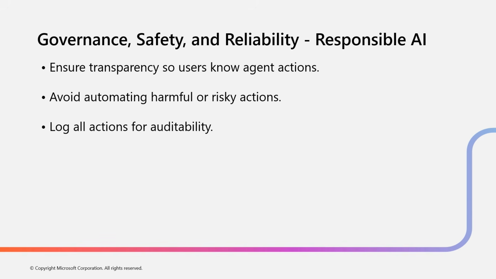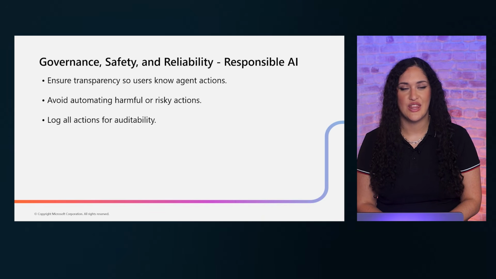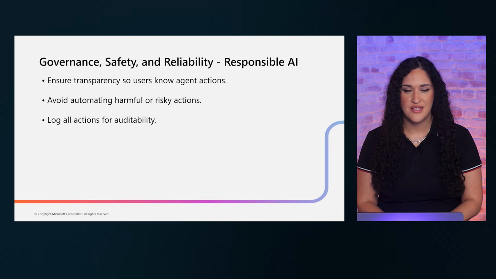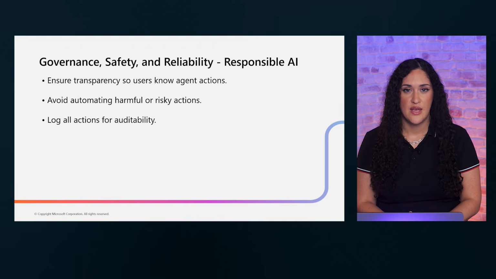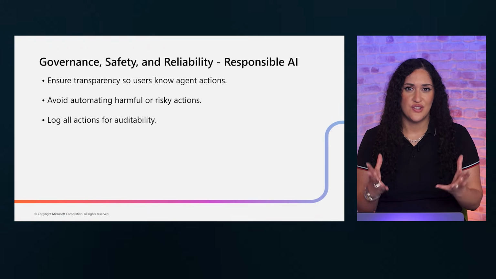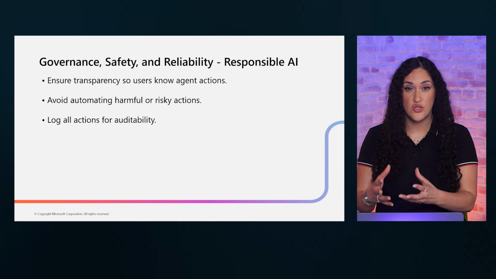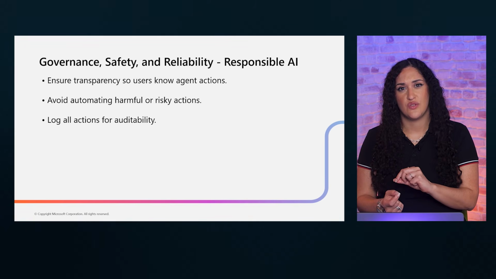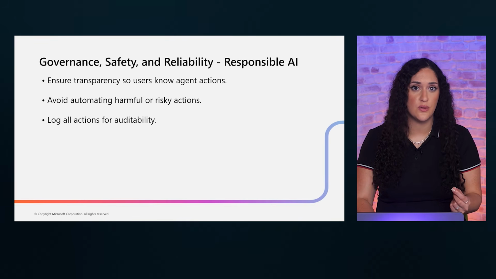Responsible AI applies to computer use agents just as much as any other AI system, perhaps even more so, because these agents take visible actions in the real world. Ensure transparency so users always know when an agent is acting on their behalf. Avoid automating harmful or risky actions, and log every action for auditability. The best practice is to design a comprehensive audit trail that captures not just what the agent did, but what it saw on the screen, what decisions it made, and why. This level of logging is essential for debugging, compliance, and building trust with users and stakeholders.